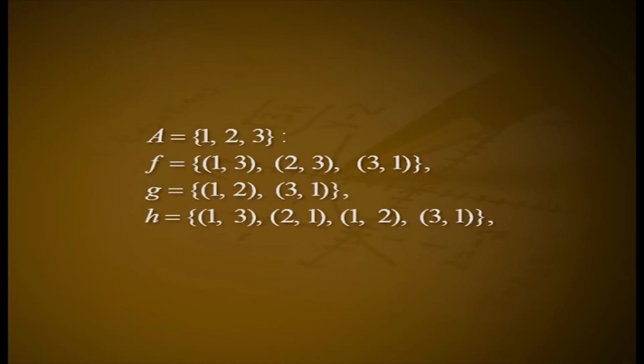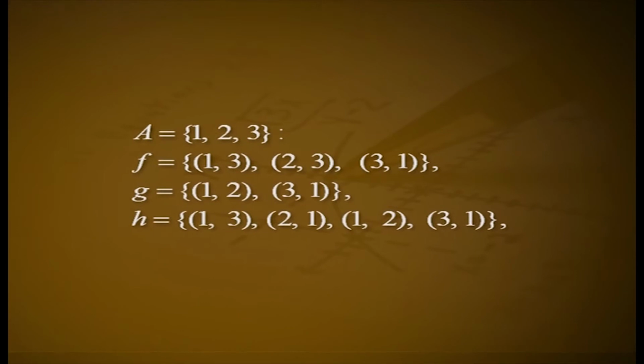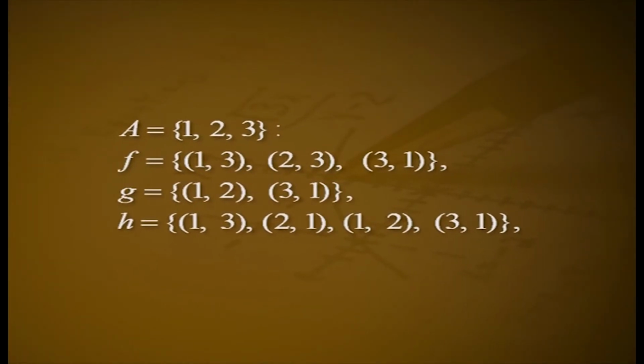Example 6. Consider the following relations on the set A consisting of 1, 2 and 3. F is the set consisting of ordered pair (1, 3), ordered pair (2, 3) and ordered pair (3, 1). G is the set consisting of ordered pair (1, 2) and ordered pair (3, 1). H is the set consisting of ordered pair (1, 3), ordered pair (2, 1), ordered pair (1, 2) and ordered pair (3, 1). F is a function from A into A since each member of A appears as the first coordinate in exactly one ordered pair in F.